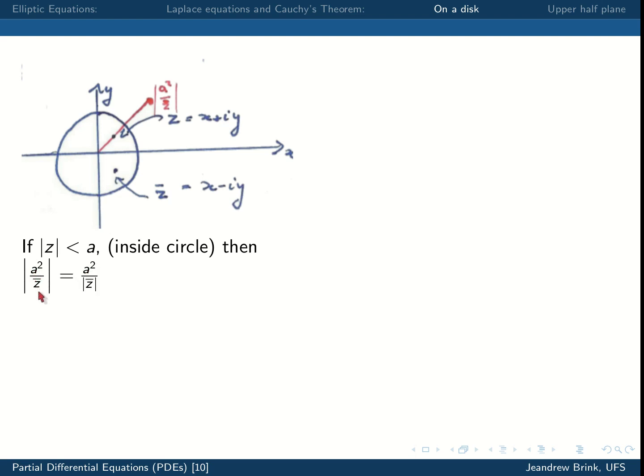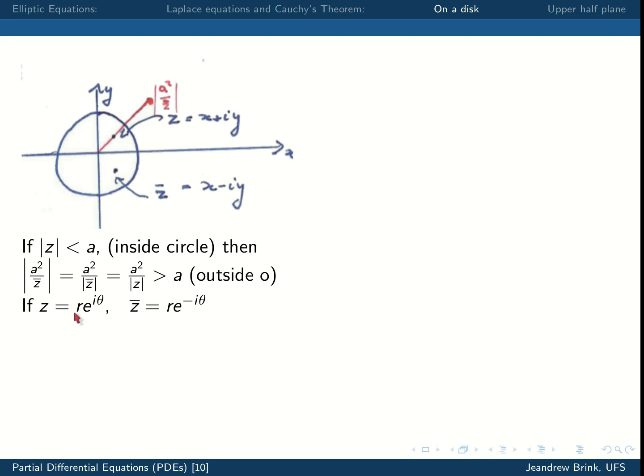So the way we do that is, the norm of a real number is just that number, so we have a squared over the norm of z bar, which is equal to a squared over the norm of z, which is greater than a. Okay, because z by definition lies inside the disk, so the norm of z is less than a. So we now have another complex number that lies outside the disk, and the reason for constructing this number will become apparent in a moment.